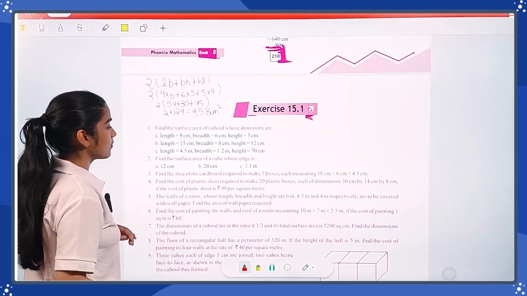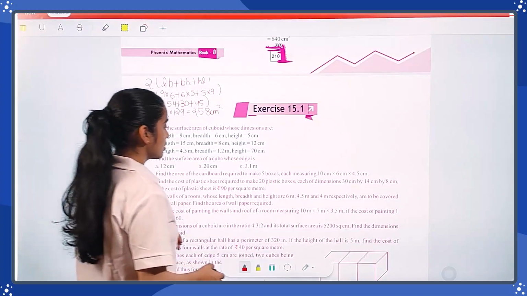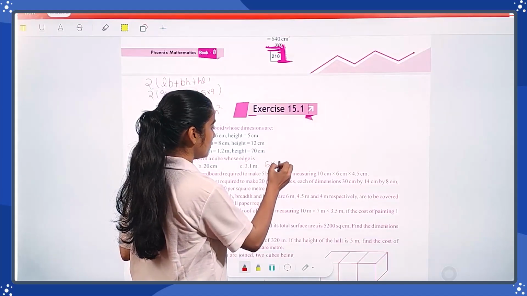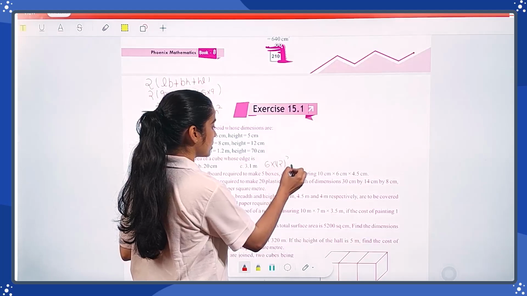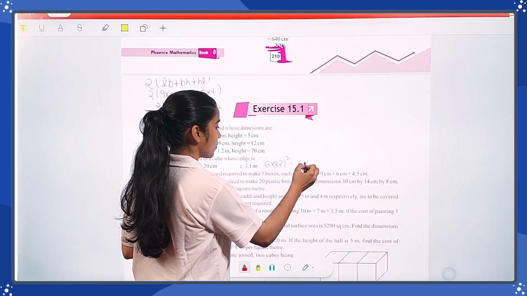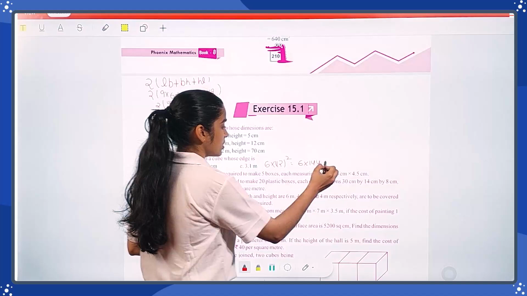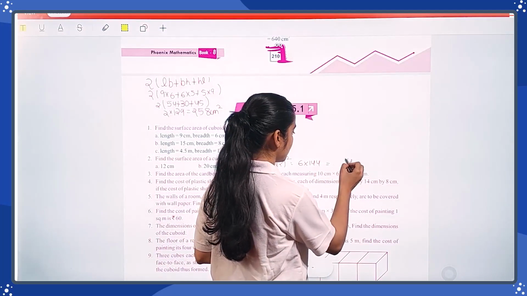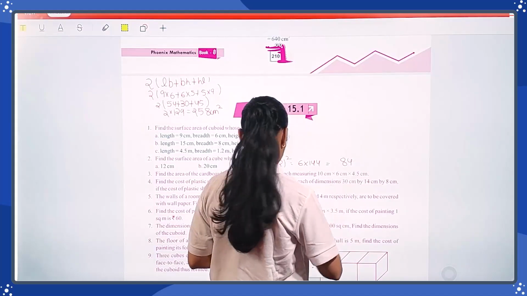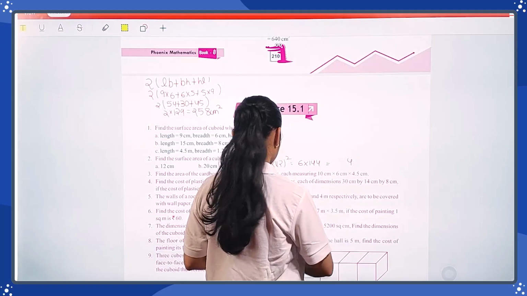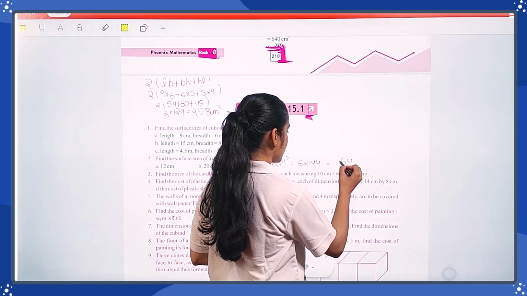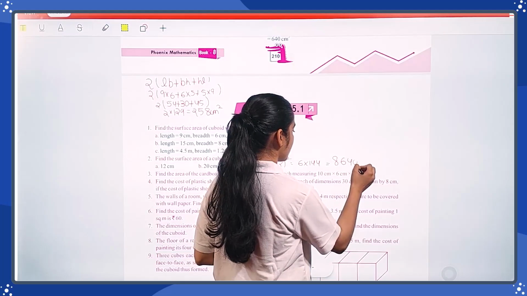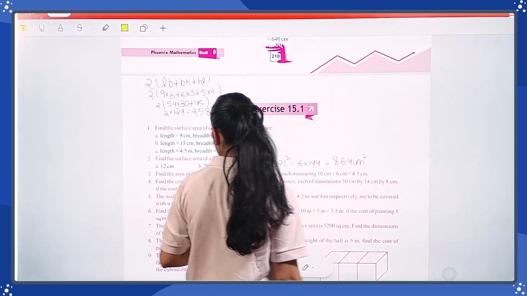Find the surface area of a cube whose edge is given. So for 12 centimeter, 6 multiplied by 12 square, and 12 square is equal to 144. 6 4s are 24, 6 4s are 24, 6 1s are 6 plus 2 is 8. So 864 centimeter square is your answer.